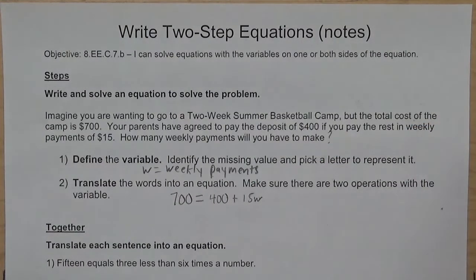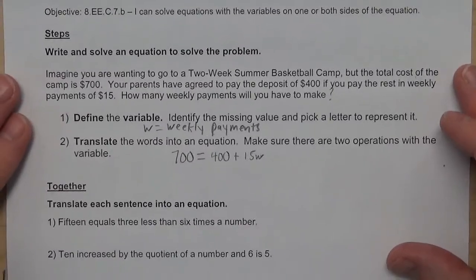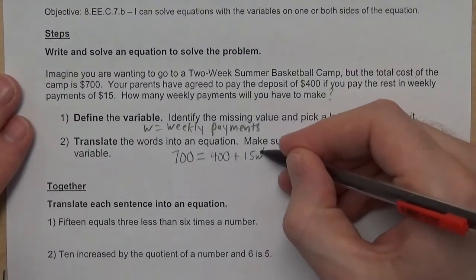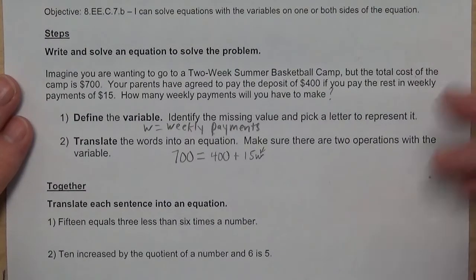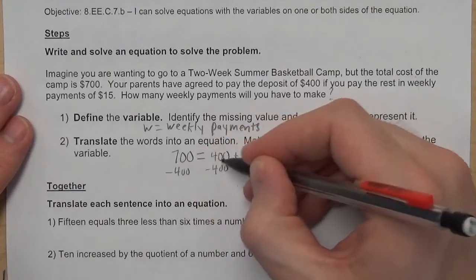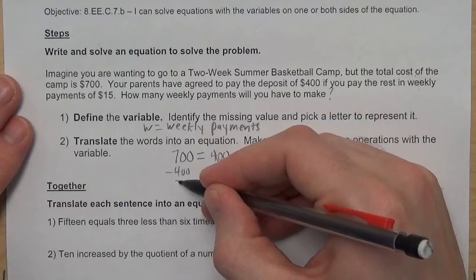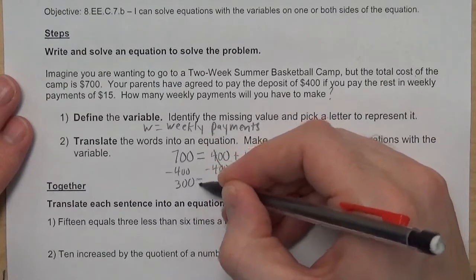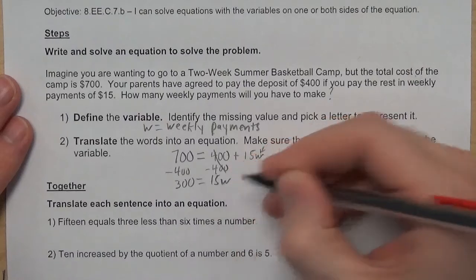Now it said to write and solve the equation, so we have to solve this now. We worked on solving two-step equations last lesson, so this is something we know how to do. We're going to start over here with the variable, and we want to undo the two operations over there with it. So the first thing we're going to do is take away this $400 deposit that your parents make. So we're going to subtract that from the situation, and that leaves us with $300 that you have left to pay in weekly payments. You're paying $15 a week times a certain number of weeks.